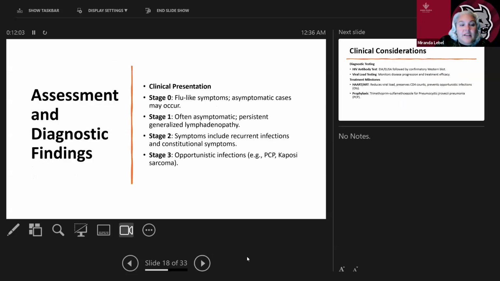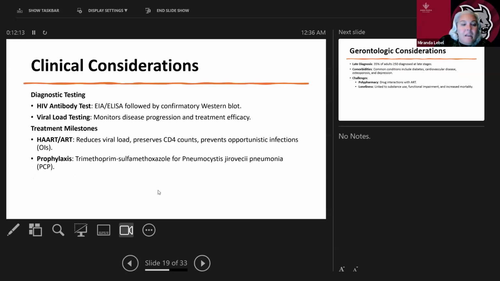So our assessment and diagnostic findings: that clinical presentation will often tell us what stage we're in. Diagnostic testing is going to be an HIV antibody test, viral load testing, and then we have treatment milestones. So HAART and ART will reduce the viral load and preserve the CD4 counts. And then we could do prophylaxis treatment just for patients who might have high risk for developing HIV, but can't change those risk factors.